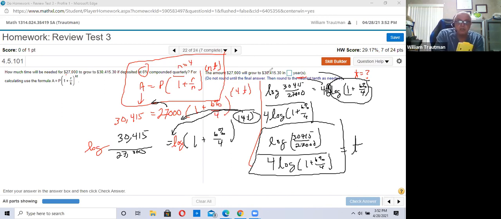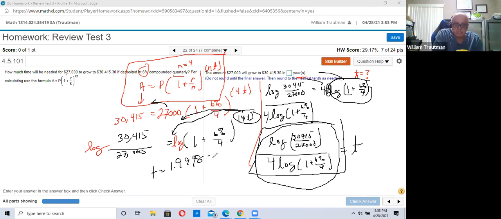My calculator looks exactly like this. If your calculator, when you're using the TI-30X, doesn't look like that, you're not going to get the right answer. And then when I hit enter, if this is correct, my t is 1.9999998. Let's see. My t equals 1.99983. And it says in years, round your answer to the nearest tenth. So it's 2.0 years, 2 years.